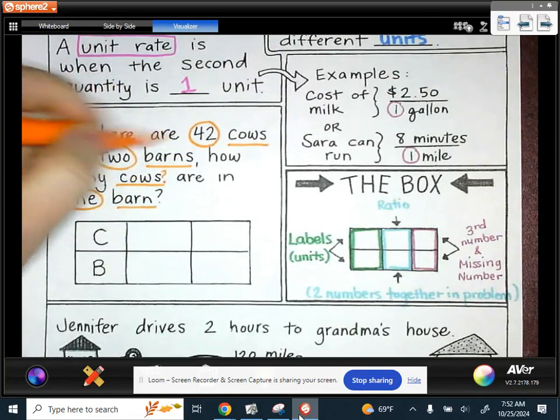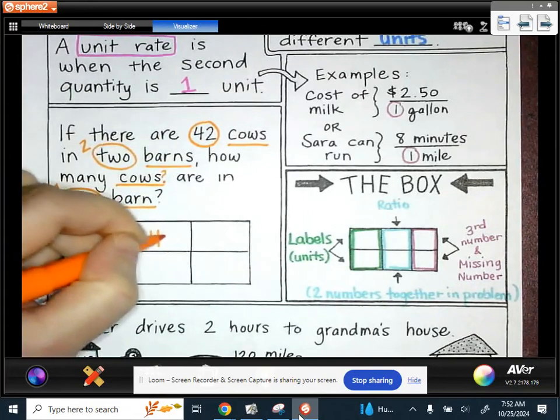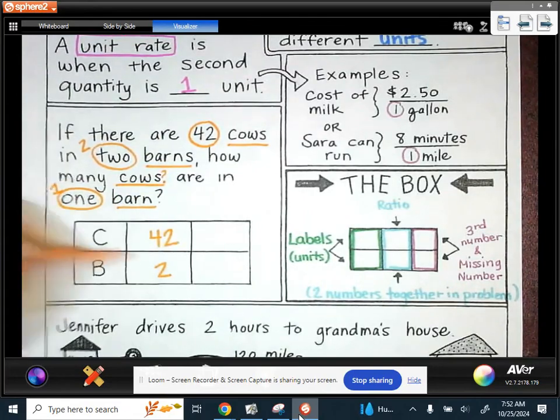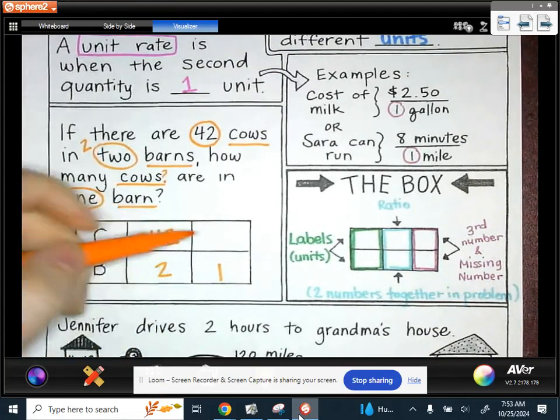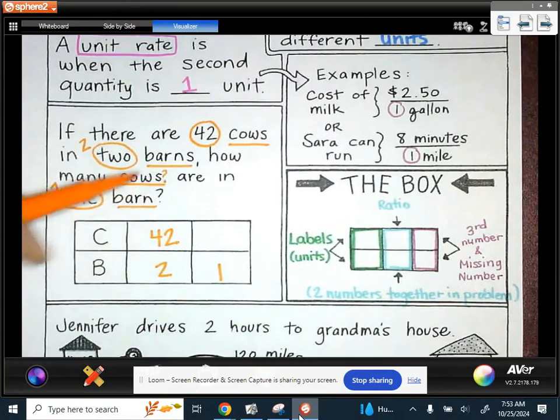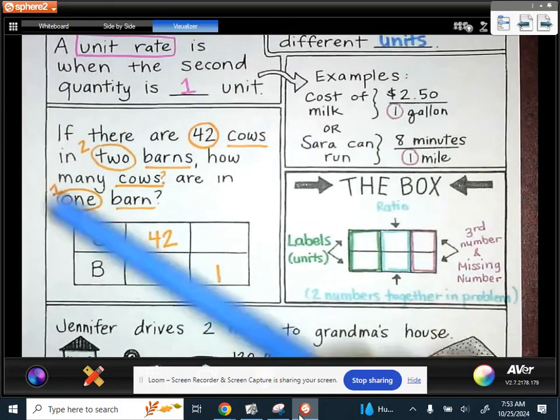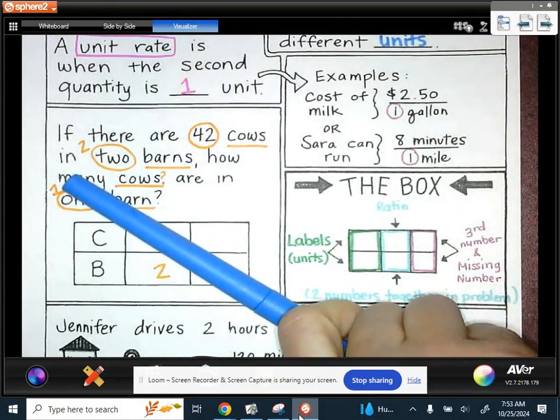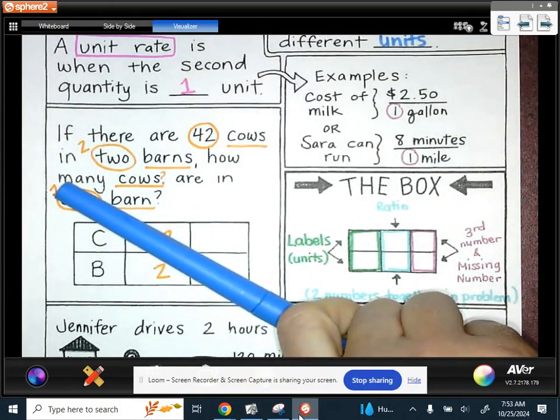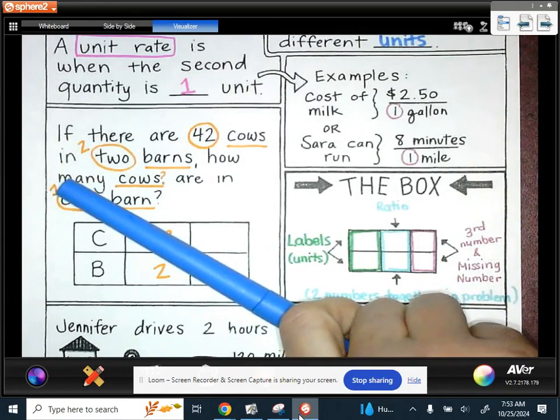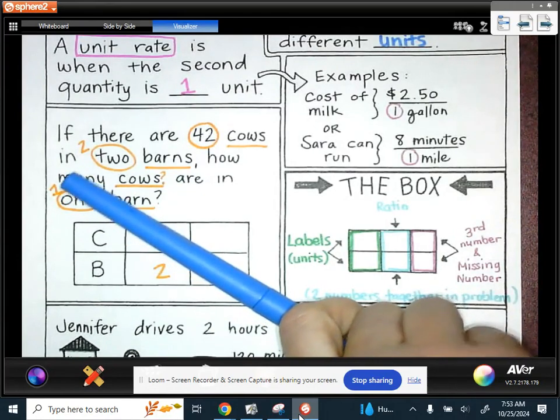So we know the 42 and the 2 have to go together. So 42 was in 2 barns, then 1 barn. So it has to go here because that's for barns. Cows is blank because that's what we're looking for. Once you have your 3 numbers, you cover up the 2 that are diagonal from each other, and that tells us that our relationship or our arrows are going to start from the number that you still see.